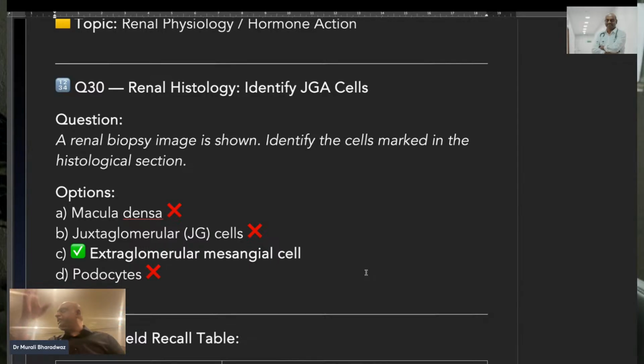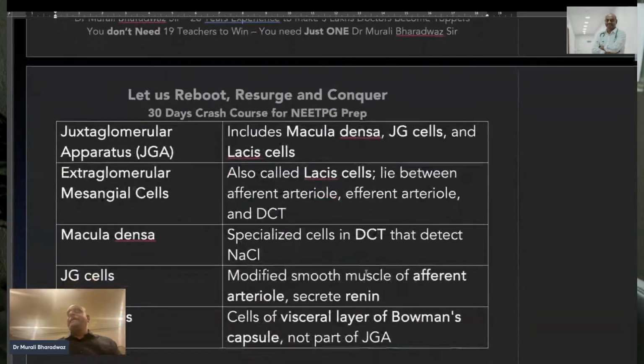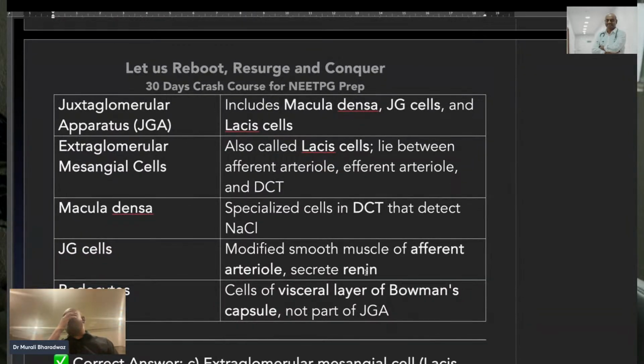So if a question is asked about the proximal convoluted tubule, how much water will be reabsorbed, where are glucose and amino acids reabsorbed? If you can't answer, your friends will answer and move forward on your cadaver. So extraglomerular mesangial cells, right? There is a part called the juxtaglomerular apparatus. It has macula densa, juxtaglomerular cells and lacis cells, near the efferent.